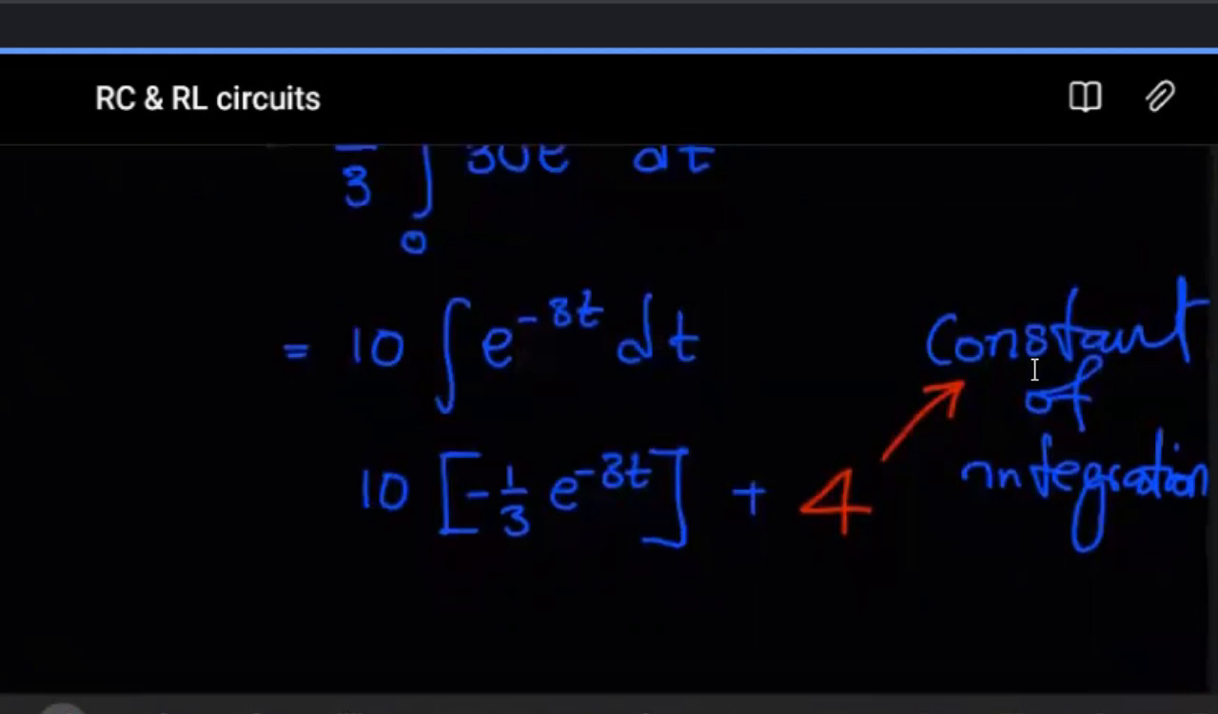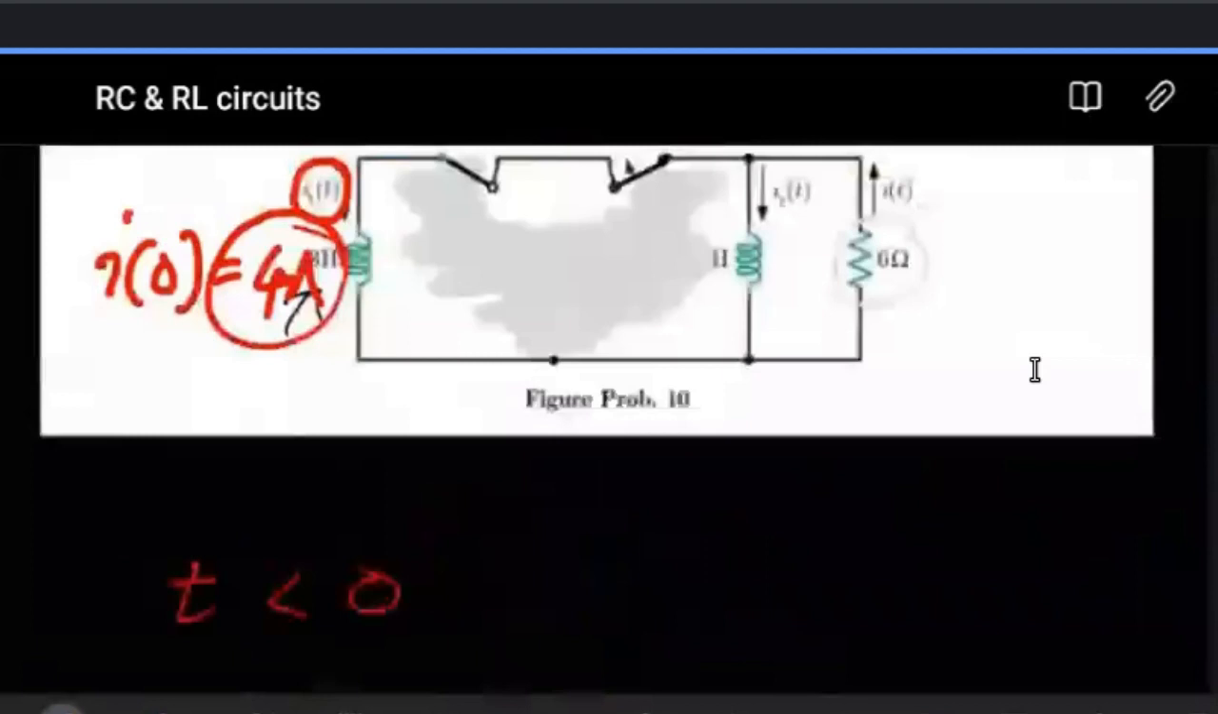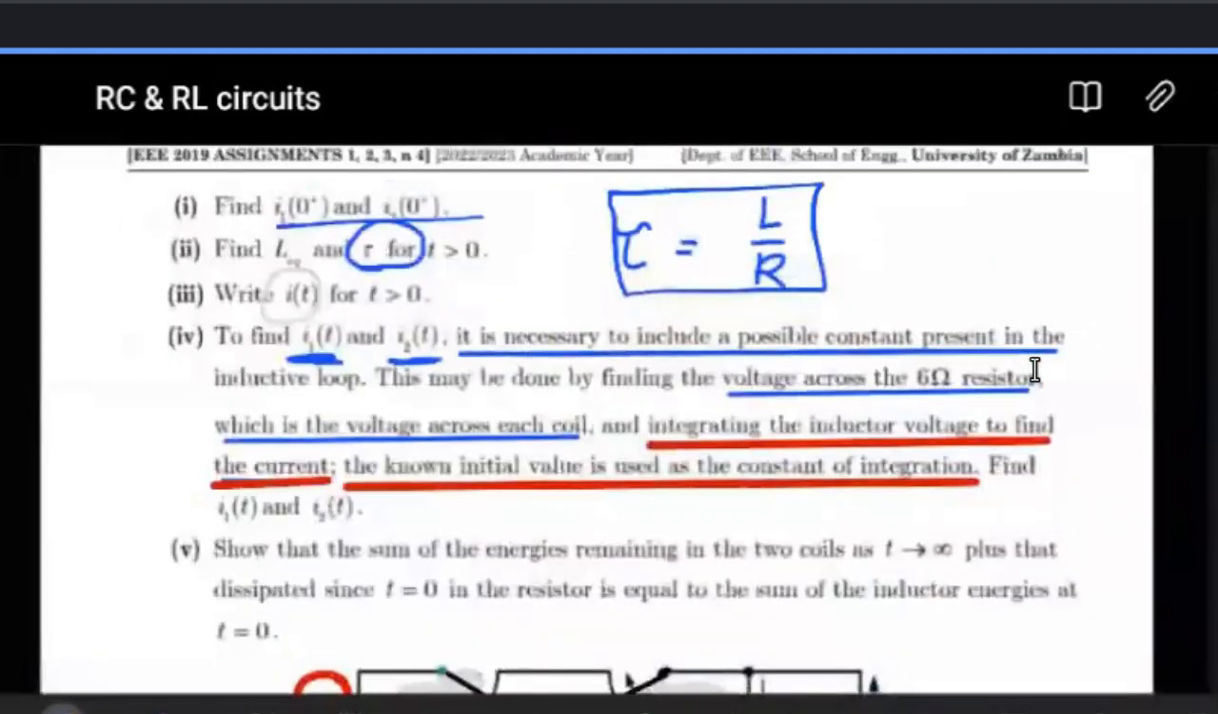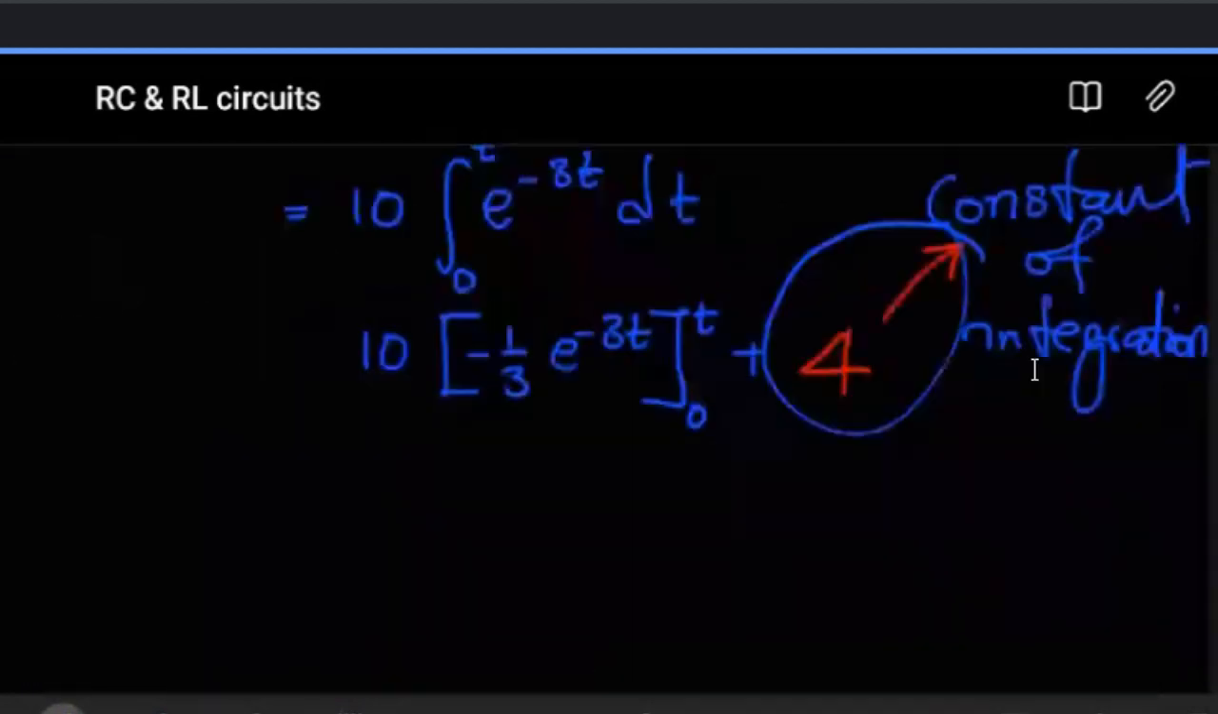Even though we have this constant in play, you still are looking at this changing from when time was 0 to when you're observing it at t. So I'll say from 0 to t, but we still have a constant present. That's why the statement starts by saying that it is necessary to include a possible constant present in the inductive loop. That is the constant they're talking about. So all we have to do now is simplify this part, then we'll be done.